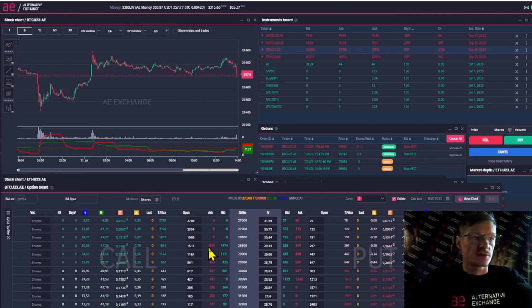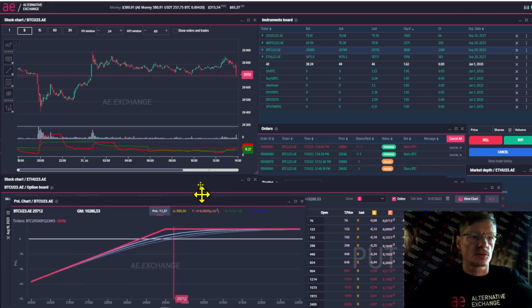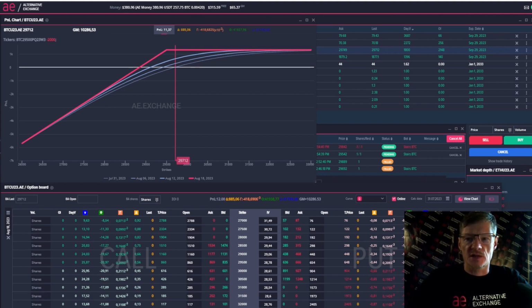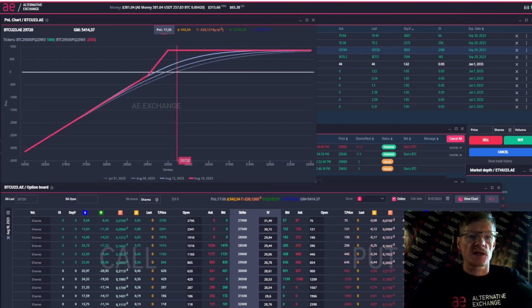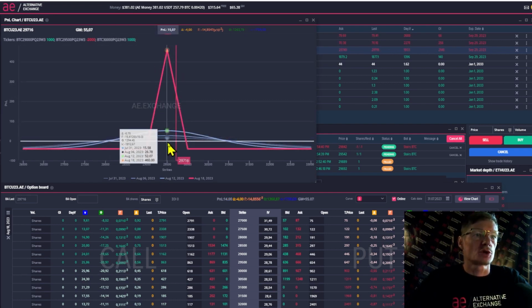I have a Bitcoin futures options board open. The price is around 29,700, but I take the central strike of 29,500 to show you how to build a butterfly. I sell 2,000 put options of this strike, for example. The chart has already appeared. You need to buy options on the left and right, 1,000 each. So I bought 1,000 options at strike 29,000 and 1,000 options at strike 30,000. And now we have a butterfly.